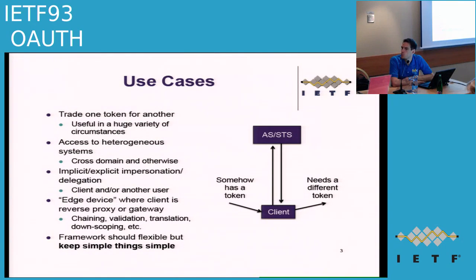But it's also useful in a huge variety of circumstances. And that variety, and the sorts of things you want to do with that variety, actually end up making some of this rather complicated. One really common thing people want to do with token exchange is when some client needs to access heterogeneous systems. Sometimes it's cross-domain, sometimes it's internal heterogeneous systems. I will say that the assertion stuff is geared at being a special case of token exchange that's very tightly profiled for the cross-domain functionality, but still, generalized cross-domain token exchange is not uncommon.